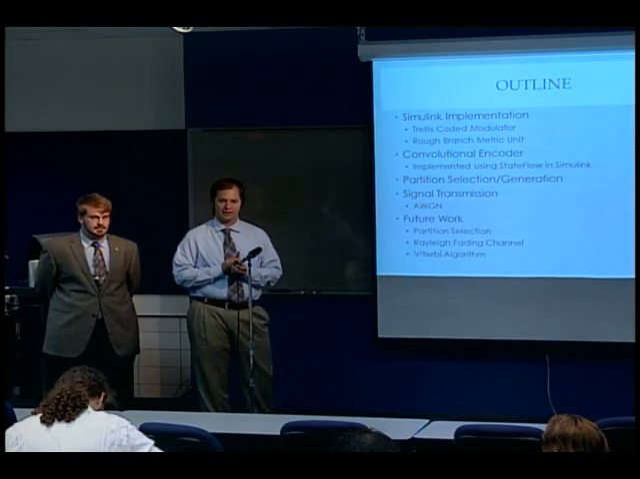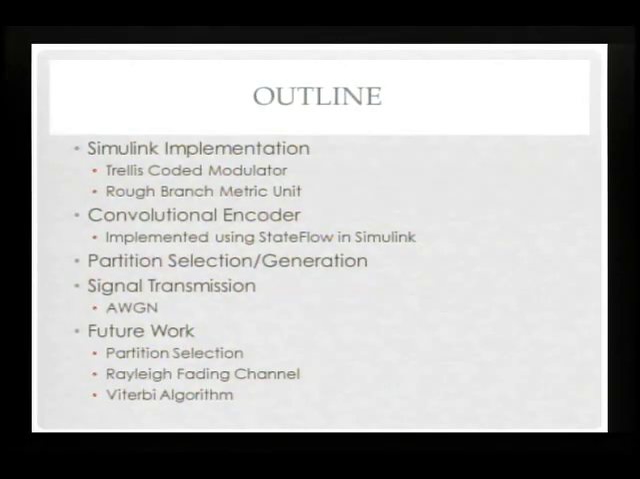What we'll be talking about today is the implementation of the entire scheme that we have for communications. Currently we have our modulator, which is a trellis coded modulator, and currently we are measuring its success with a kind of rough branch metric unit on the receiver side, which determines distances between symbols that we receive. I will discuss our implementation of the convolution encoder.